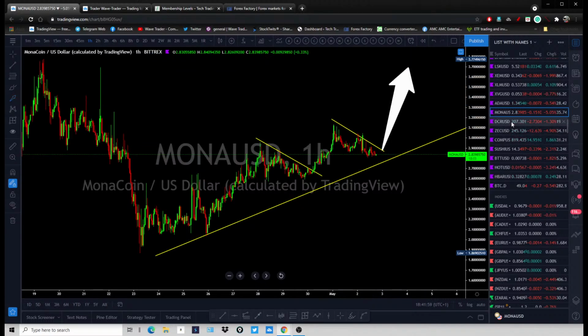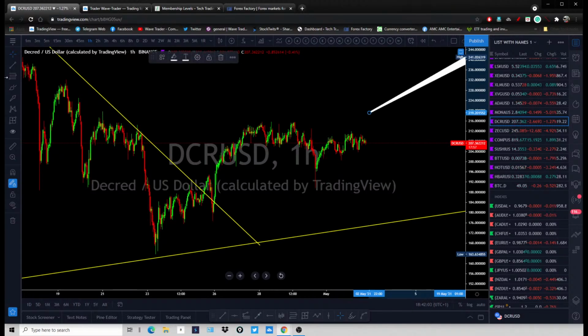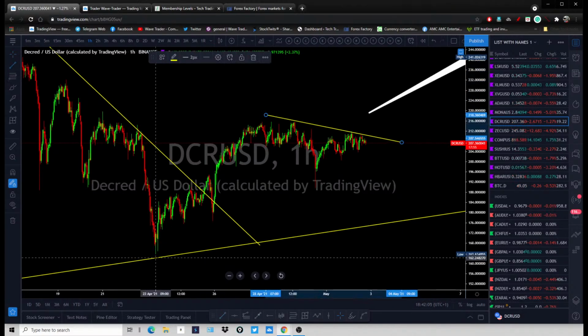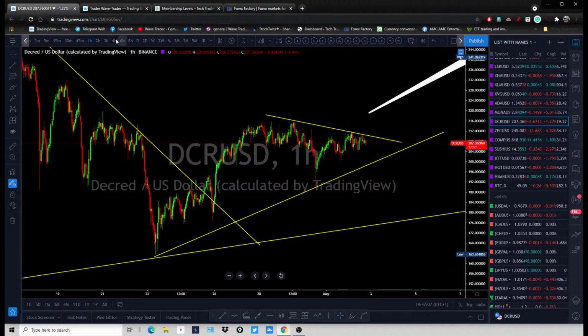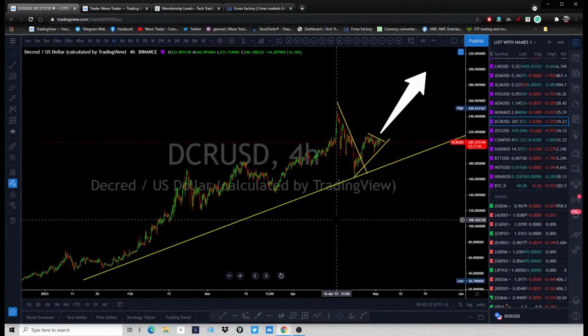All right, next leg to appear, volume to jump. Same goes with this coin. All right, so breakout to come and next leg to appear over there. 4-hour time frame, breakout for the next leg.